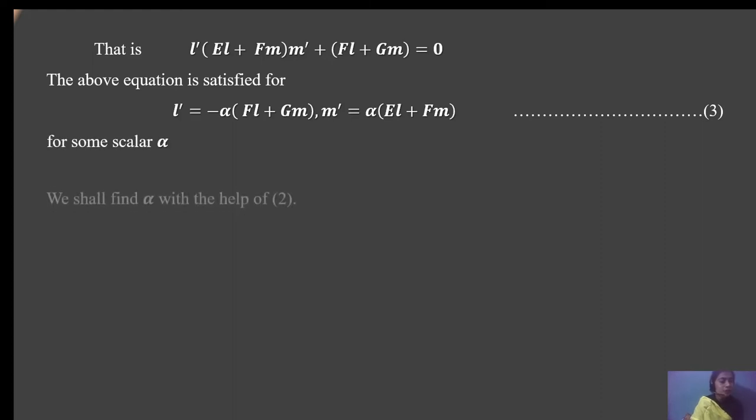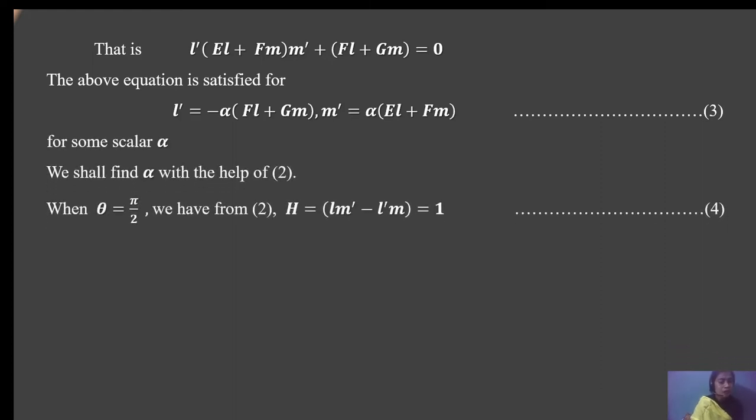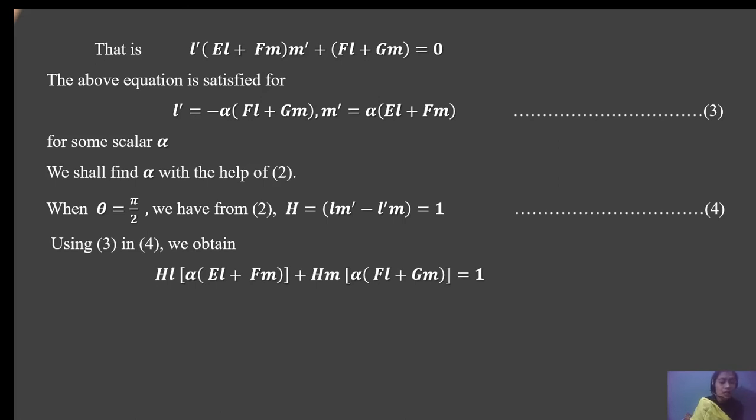Then for some alpha we have to find the equation. You know that the angle is considered to be 90 degrees, so theta is pi by 2. We have the form, then put into the equation H equals L M' minus L' M equals 1. Using 3 and 4 we obtain the equation, putting in the value of the angle as well as the form H, alpha (E L plus F M) L plus H M alpha (F L plus G M) equals 1.